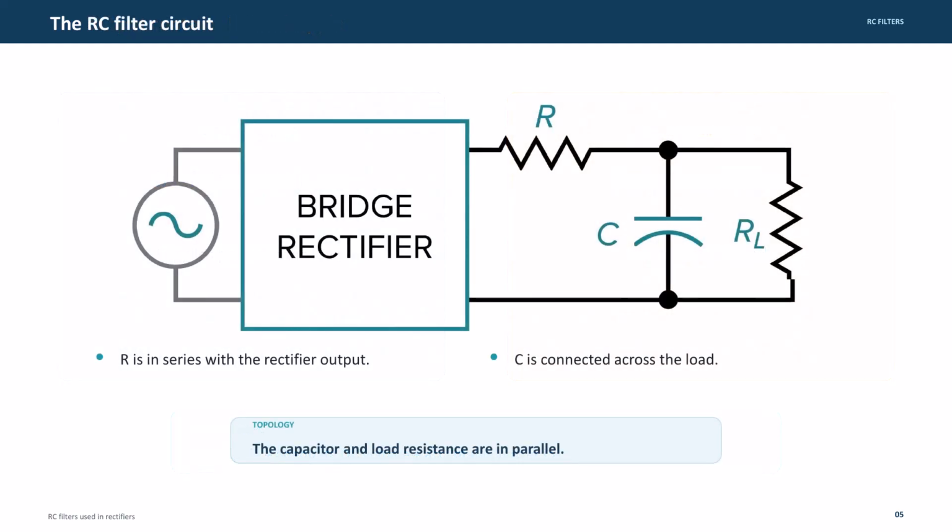The RC filter uses a resistor in series with the rectifier output and a capacitor connected across the load. Because the capacitor and load resistance share the same two nodes, they are in parallel. This topology is often added after a rectifier or after a capacitor input smoothing stage. We will use this same topology for both DC and ripple analysis, but the capacitor behaves differently at zero frequency and at the ripple frequency.